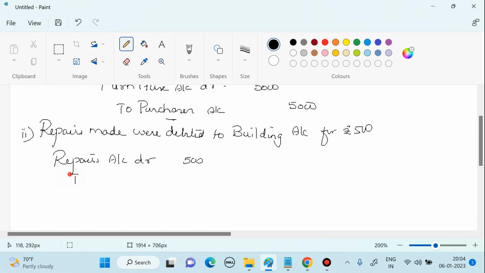Building account. So to nullify the debit, what will we do? Credit the building account and debit repairs account. Building account like this. Repairs account debit to building account. Repairs to building wrongly debited to building account, now rectified.